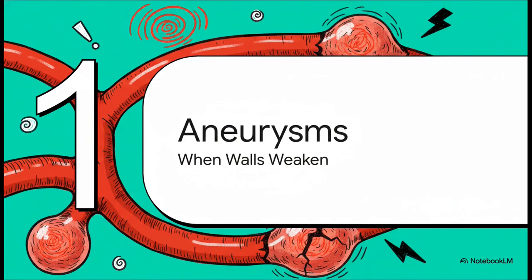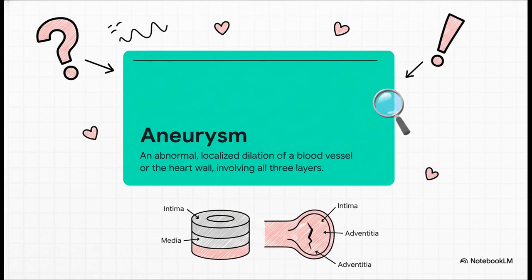Okay, let's dive straight into our first topic, aneurysms. Now, these are not just some simple swellings, okay? They are localized, abnormal dilations that represent a fundamental weakness in the vessel wall. You can think of it as a dangerous bulge. Here's the key fundamental point you must remember.